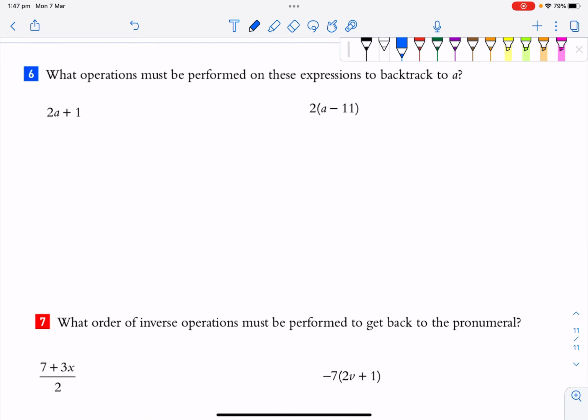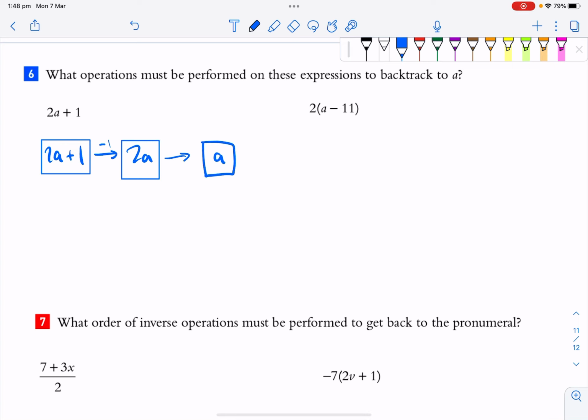Question 6. What operations must be performed on these expressions to backtrack to a? So you're going to do something similar. 2a plus 1. We're going to start with this. The next one will be 2a, meaning I got rid of the 1. How did I get rid of the 1? I minus 1. Let me just put some boxes so you can see the operations clearly. And then finally, we're going to go from 2a to a. How do we go from 2a to a? Well, that's 2 times a. We're just going to divide by 2 this time.